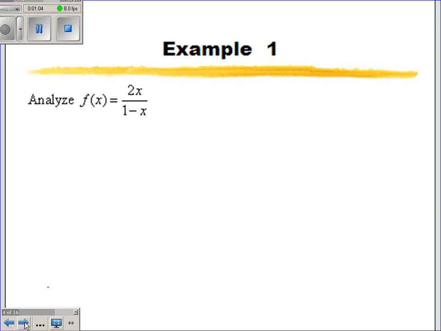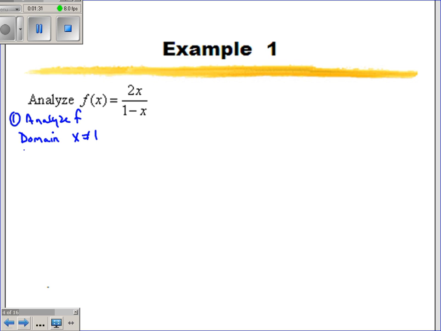Okay, so the first step here, we want to look at the function itself, and I want to get its domain. So step one will be analyzing f. The domain is everything that makes the y value real. And so in this case, it's everything but 1. So x not equal to 1, all real numbers but 1.